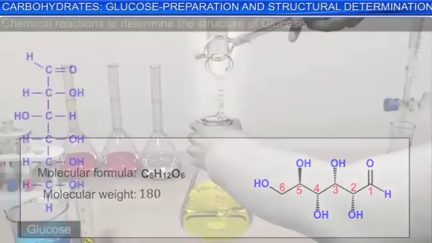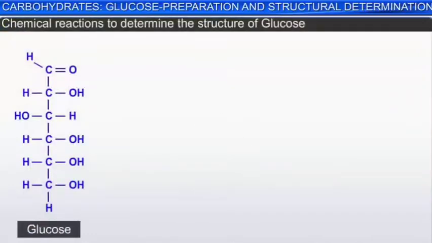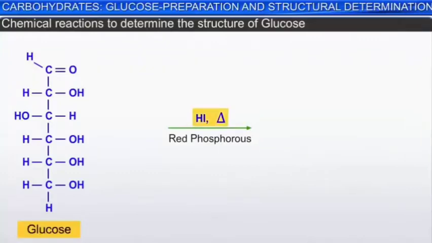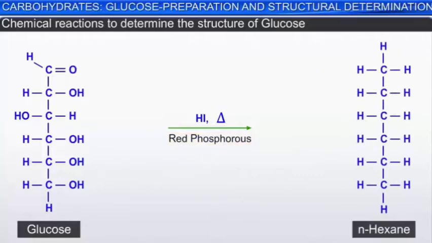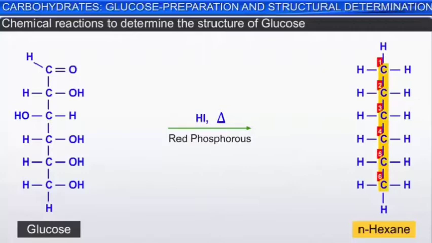For example, the reaction of glucose with hydrogen iodide. Glucose on prolonged heating with hydroiodic acid in the presence of red phosphorus results in the formation of n-hexane. The formation of n-hexane indicates that all the 6 carbon atoms in glucose are linked in a straight chain.